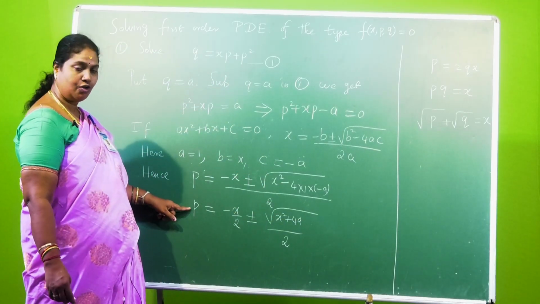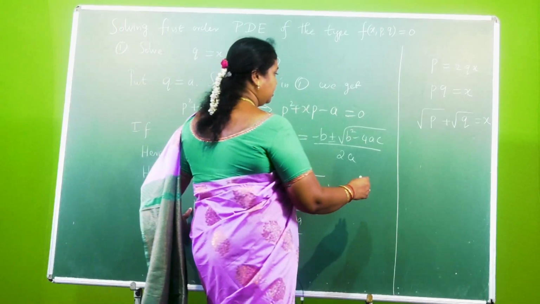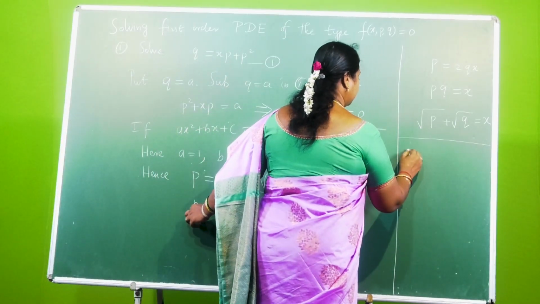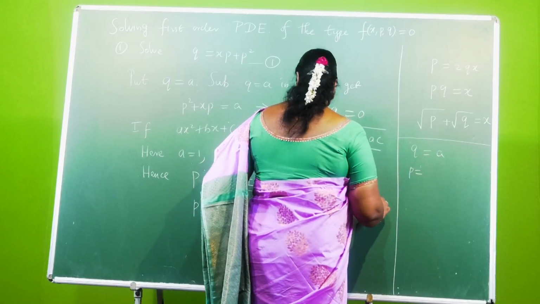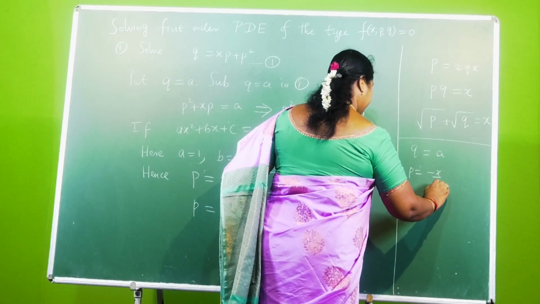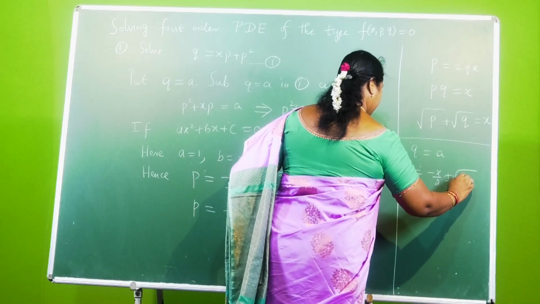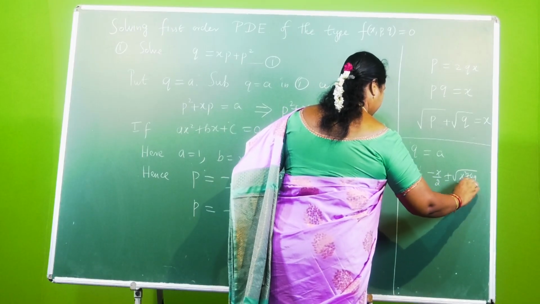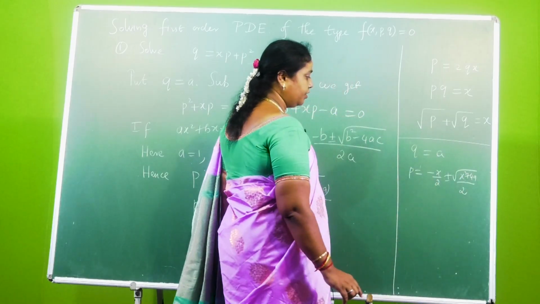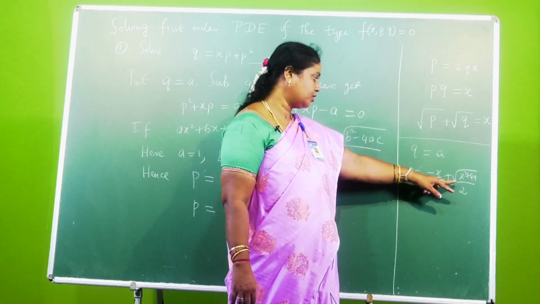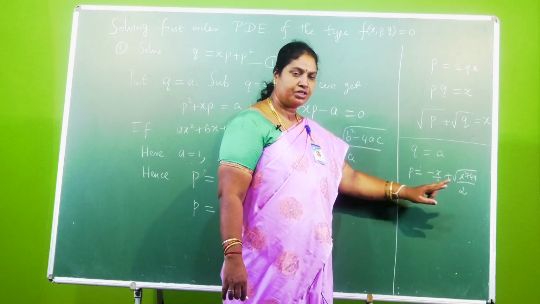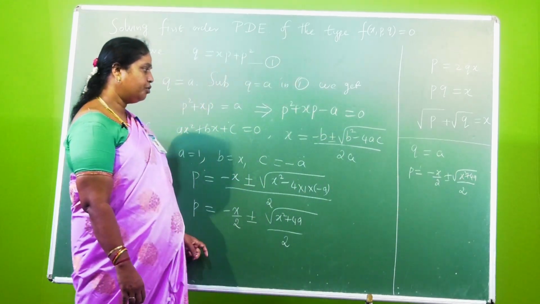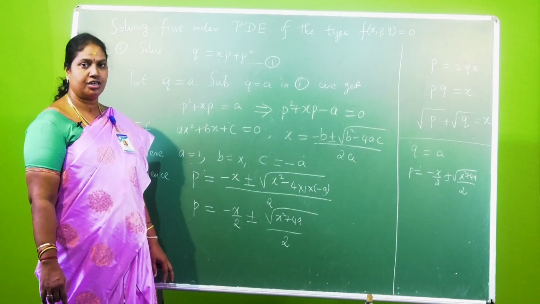So remember what is the value of p. Let's write here: q equal to a. So p is minus x by 2 plus or minus square root of x square plus 4a, divided by 2. Okay. So now we are going to substitute this in an equation.